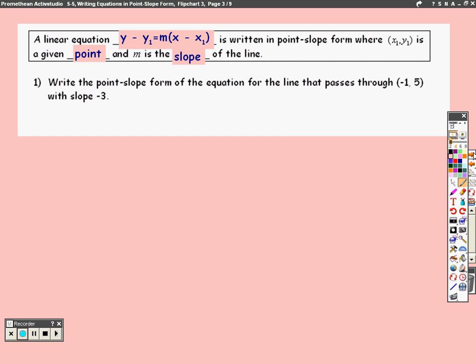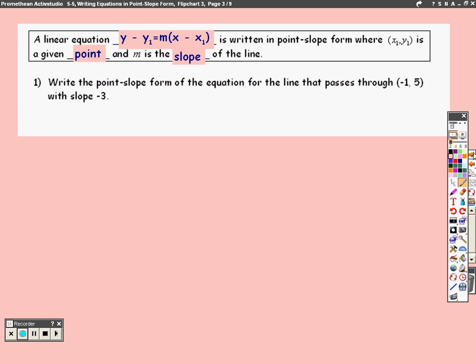Okay, the point-slope form equation is y minus y1 equals m times x minus x1. You need to memorize that form of the equation, just like you learned y equals mx plus b and ax plus by equals c. This is the third type of linear equation.